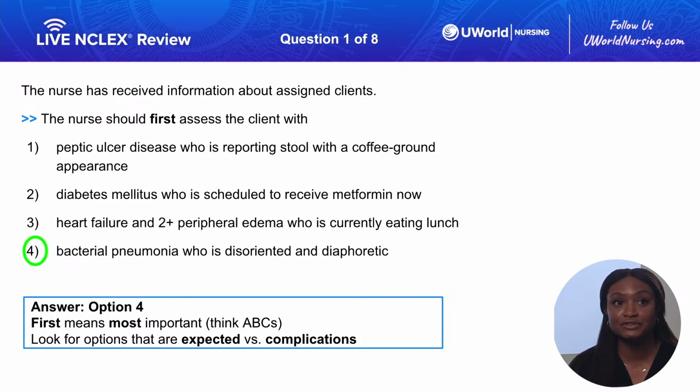And then option 3, heart failure with 2+ peripheral edema, who is currently eating lunch. There's nothing really triggering in this answer choice. 2+ edema is something that is, again, expected with heart failure, an expected finding. So this is not our priority. Right now, we're going to be worried about someone who is disoriented and diaphoretic. But you guys did great.